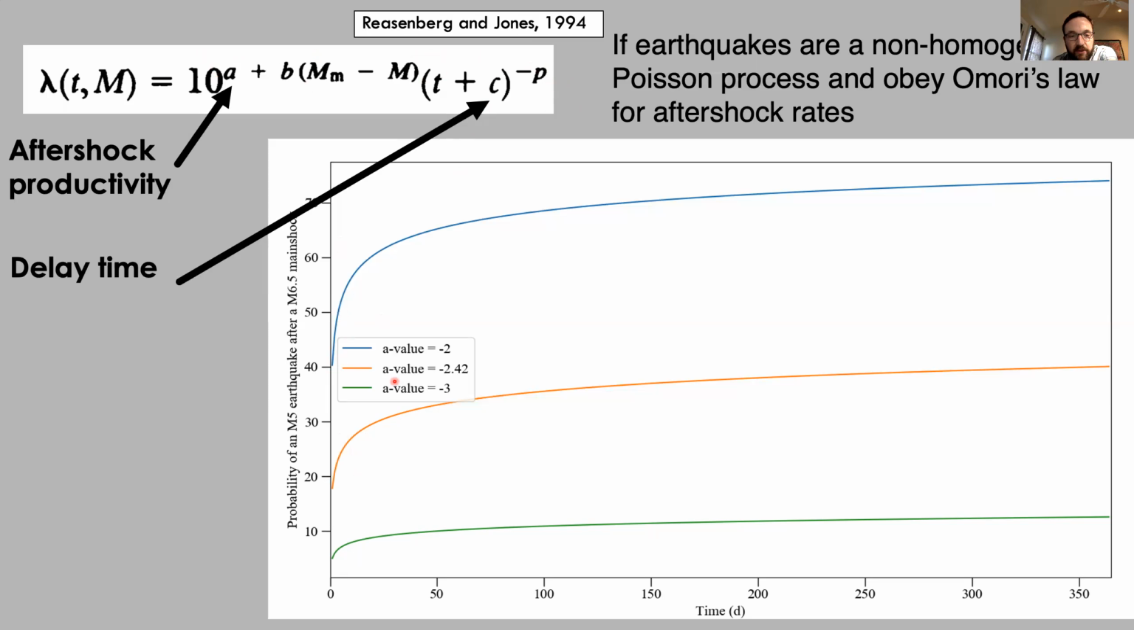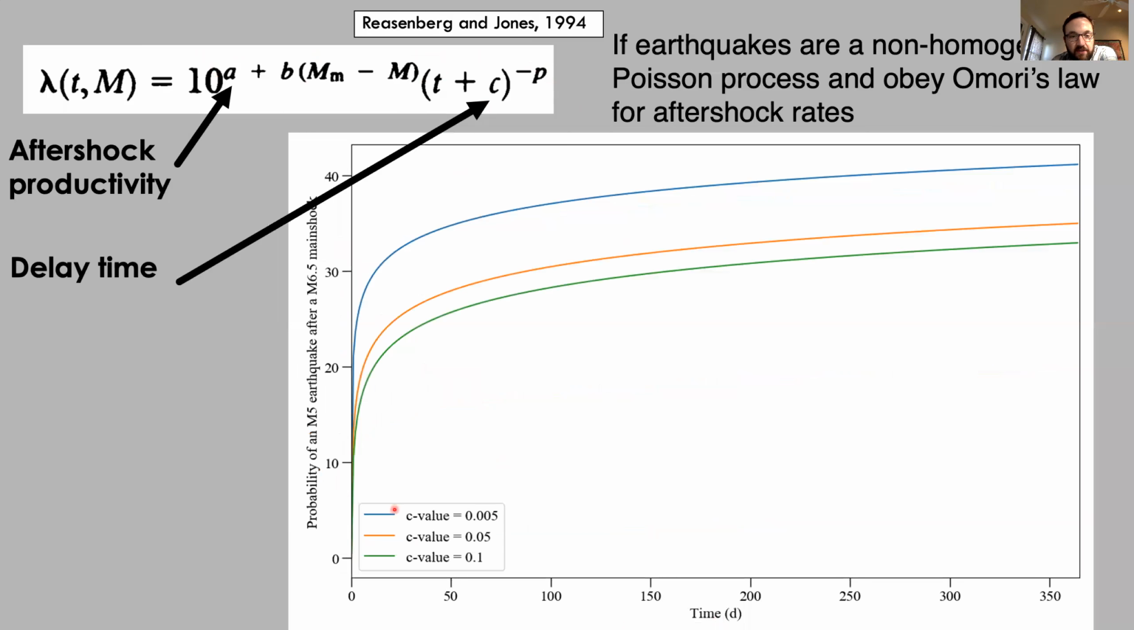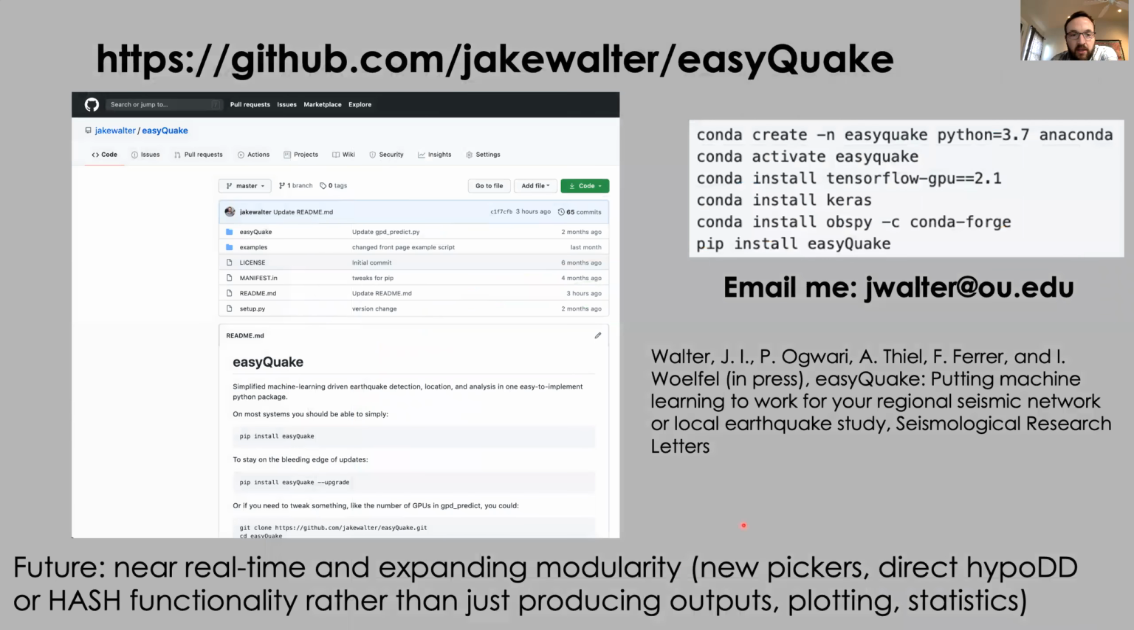So this is an example of the range of A values that might produce the probability of having a magnitude 5 earthquake as an aftershock of a magnitude 6.5. And then obviously the C value is that sort of delay time variable. You can see there's quite a wide range of forecasted probabilities depending on whether you're getting the right C value. So we think this is pretty flexible, not just for our use case as a local regional seismic network, but it also has some research potential.